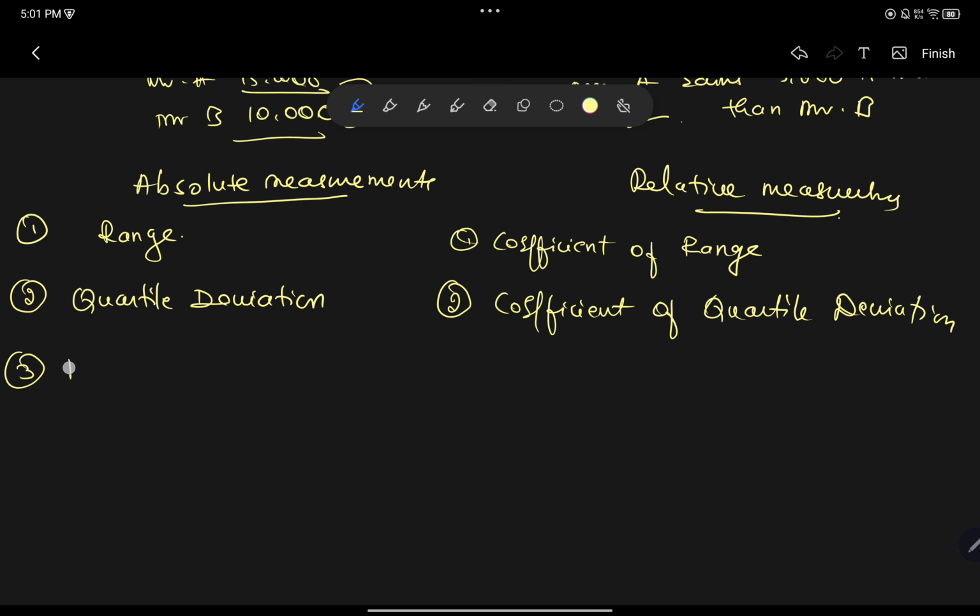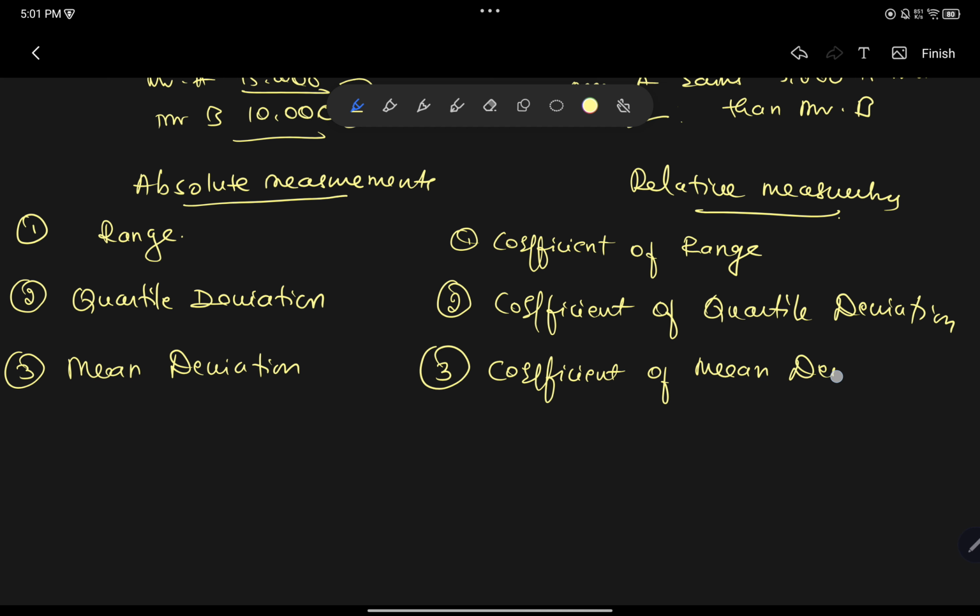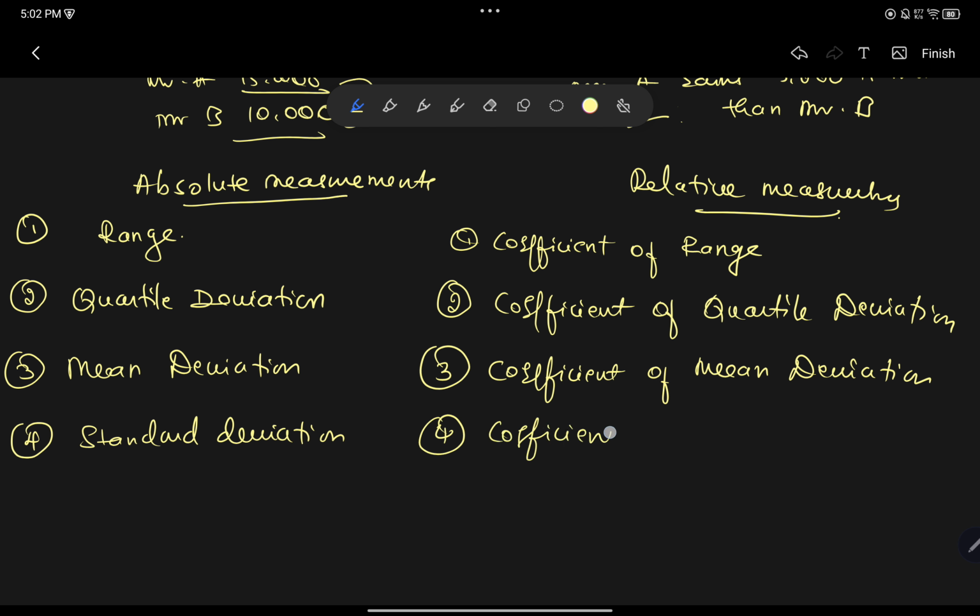Third one, mean deviation, and related to it, the coefficient of mean deviation. Next, fourth one, standard deviation, and related to it, the coefficient of standard deviation.